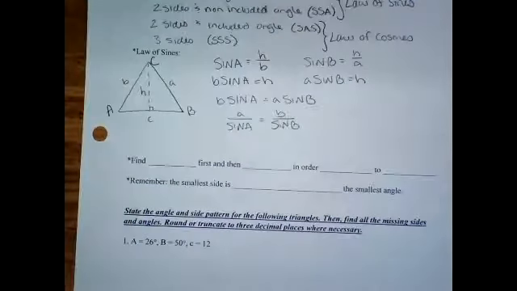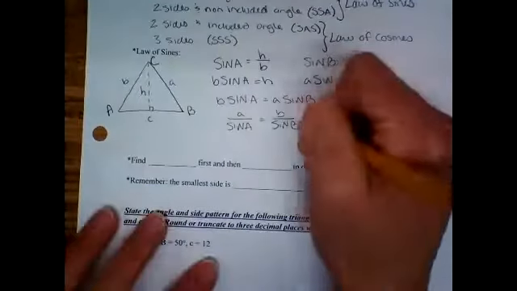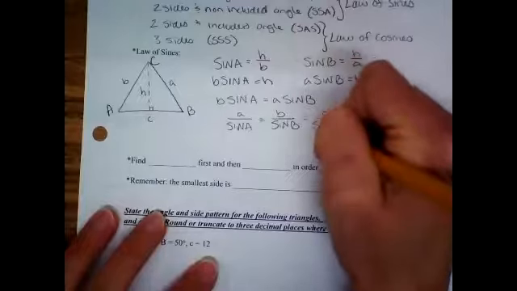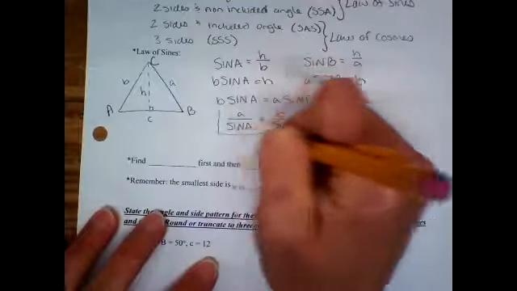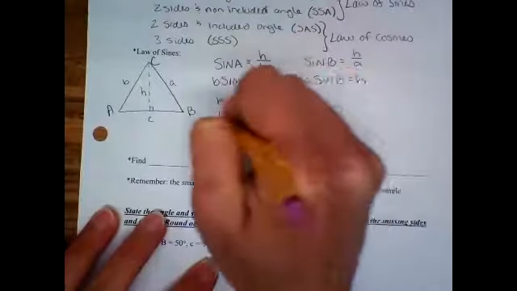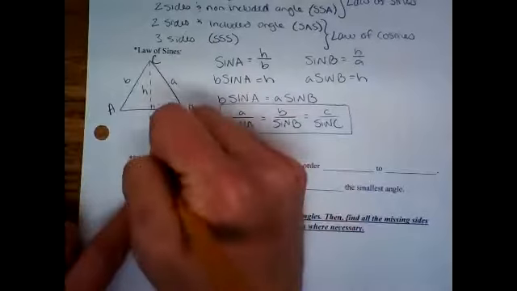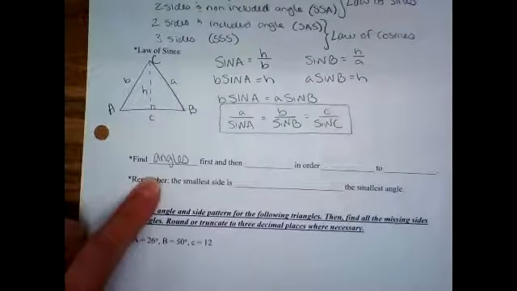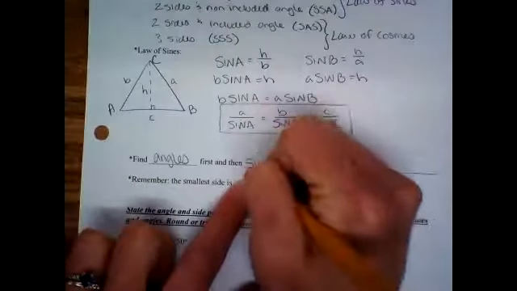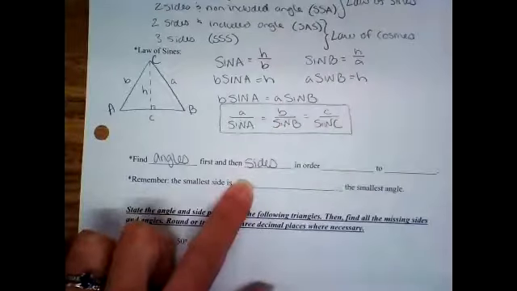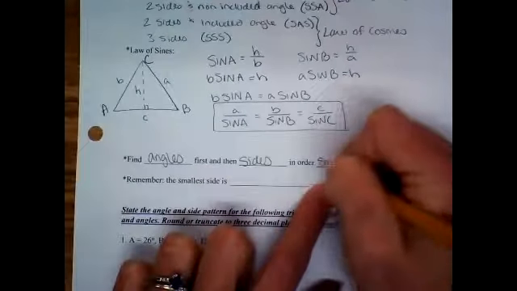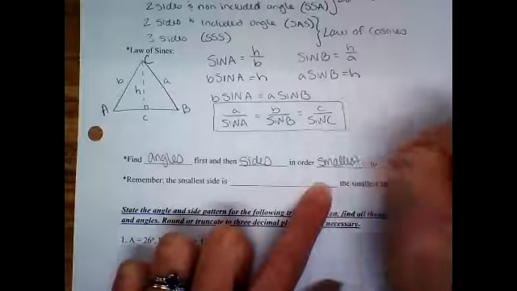As you set up that ratio, it would also equal C over sine of C. So in order to set up that ratio, you have to have a side across from an angle. Now you are going to find the angles first and then the sides in order from smallest to largest.